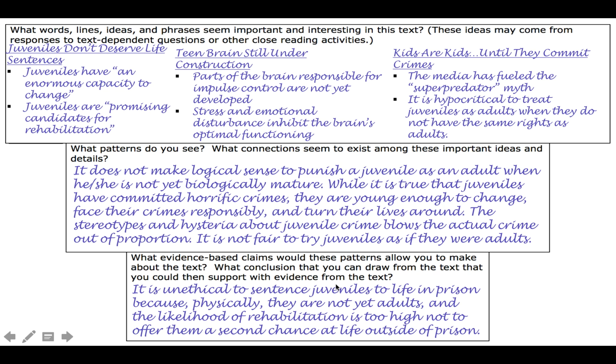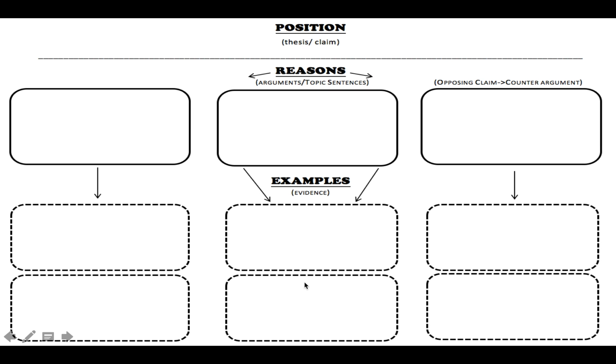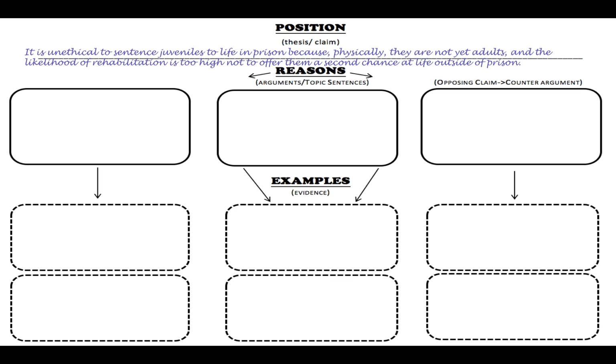So the position or the thesis that we came up with was this: it is unethical to sentence juveniles to life in prison because physically they are not yet adults, and the likelihood of rehabilitation is too high not to offer them a second chance at life outside of prison. So now that we have our thesis, we take it and plunk it right onto this graphic organizer. It's exactly the same thesis that I just read to you. But this is what needs to happen now.